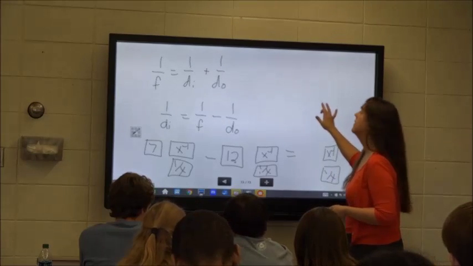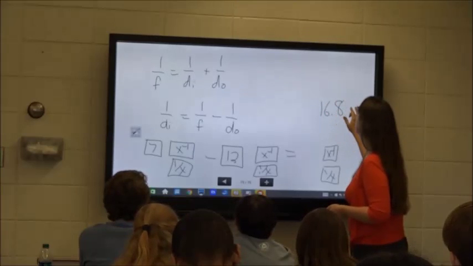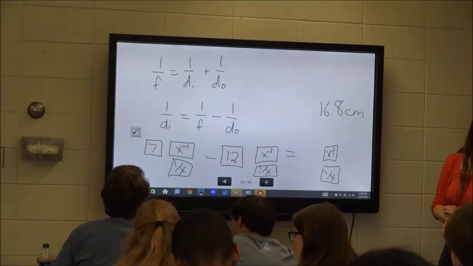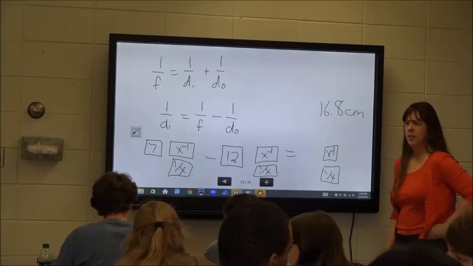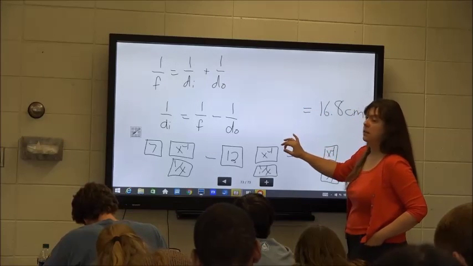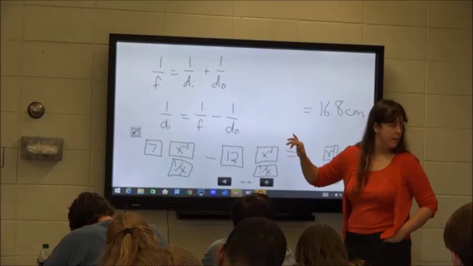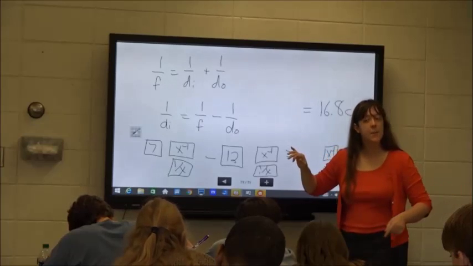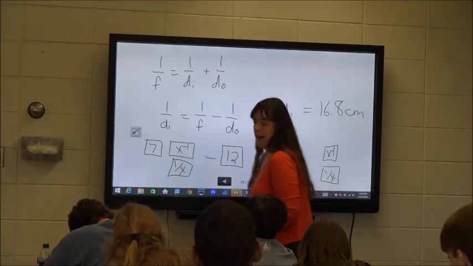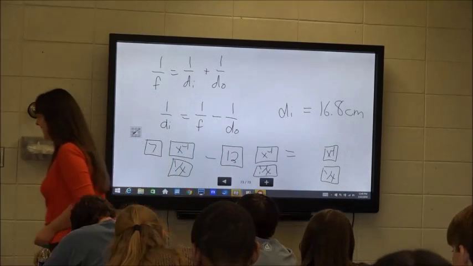What'd you get? 16.8. Well, I got the same thing. Wait, so what is this answer? You have the image negative 4. What is that number? That's the image distance. That's how far the image should have been from the mirror. How close did you get? Really close. About 3.